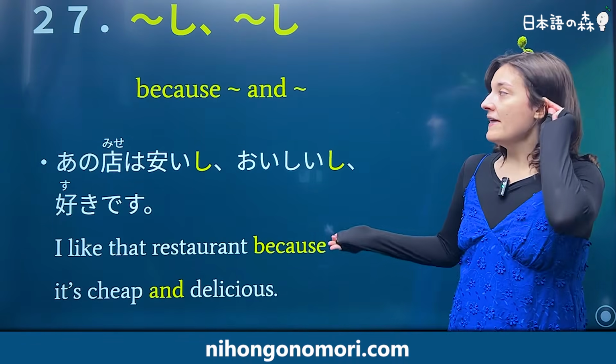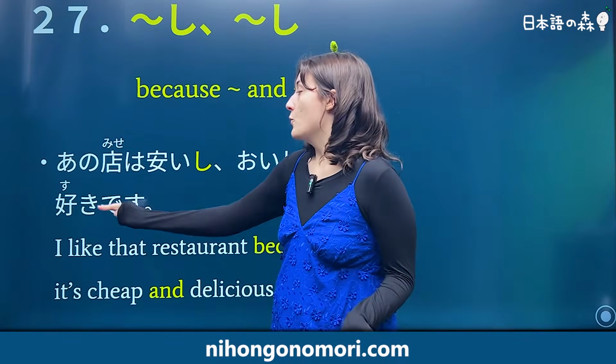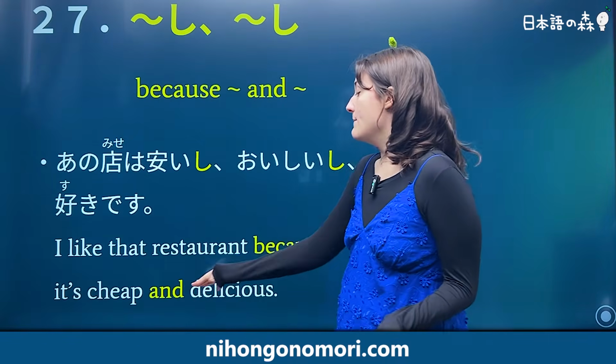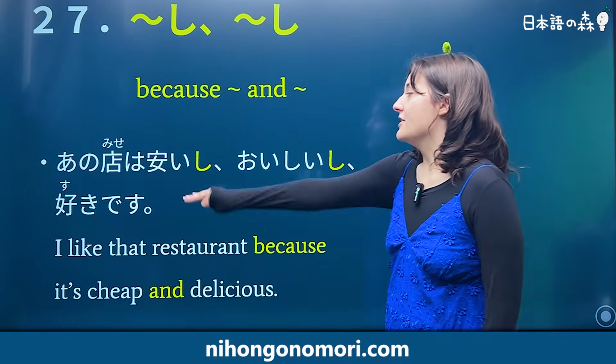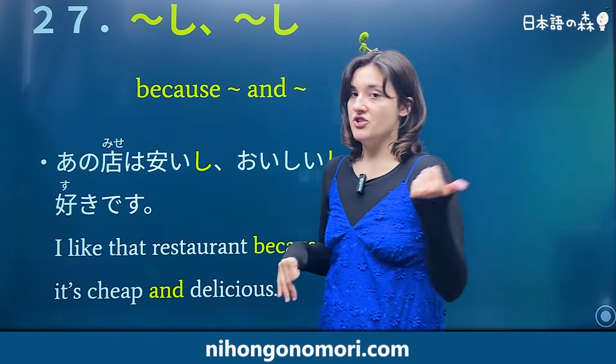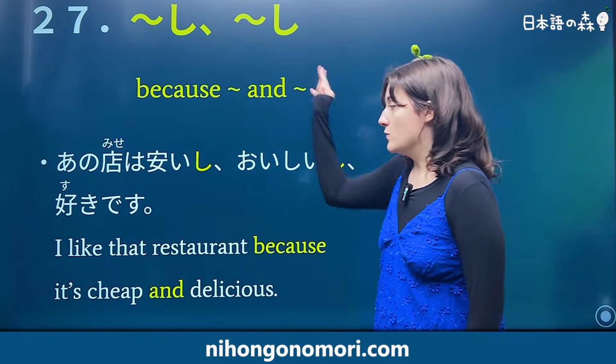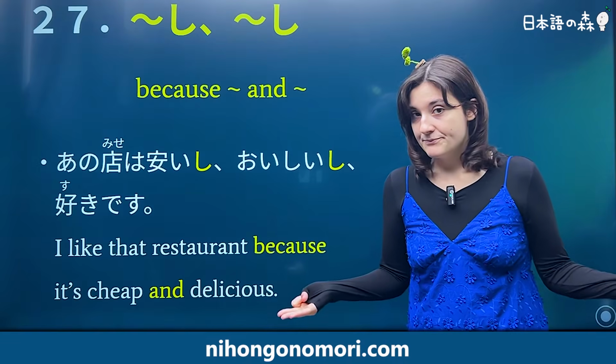So here, the thing that we're trying to justify, the thing that we're giving reasons for, is that we like it, right? So we're saying, I like it because, and then here are reasons that come before shi. So it's 安いし, it's cheap. 美味しいし, it's delicious. And that's why I like it.